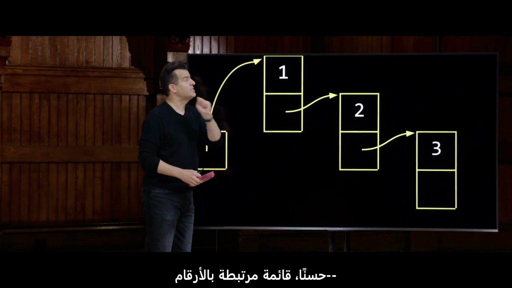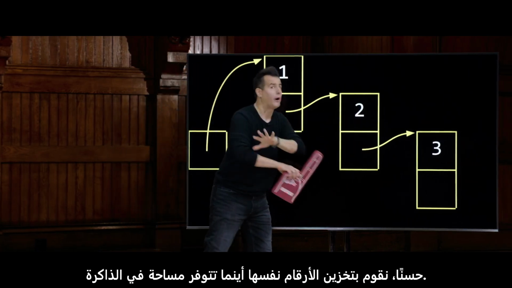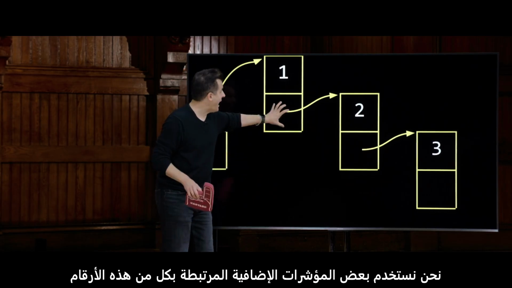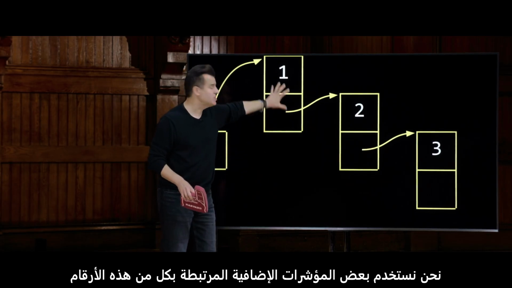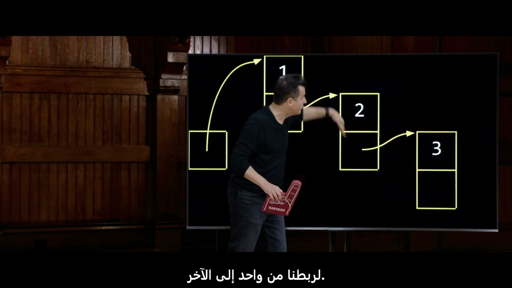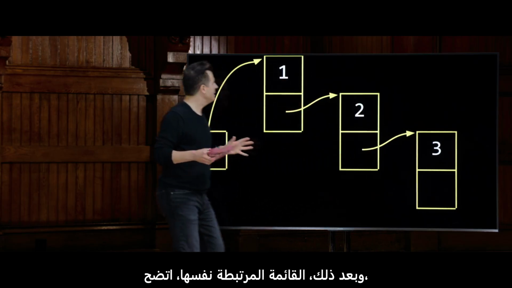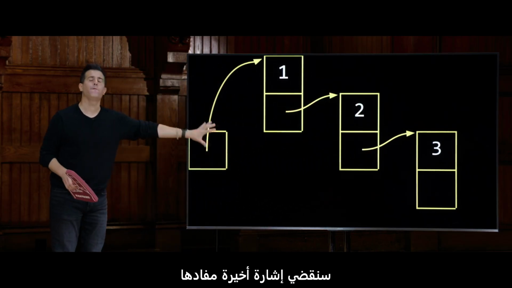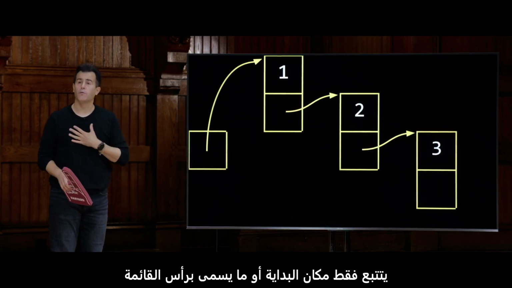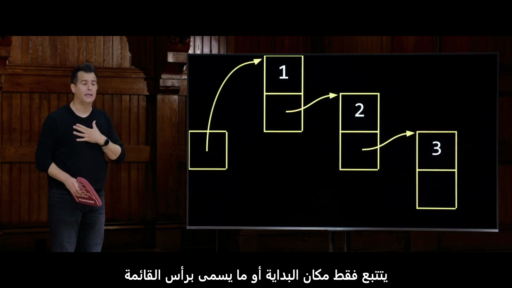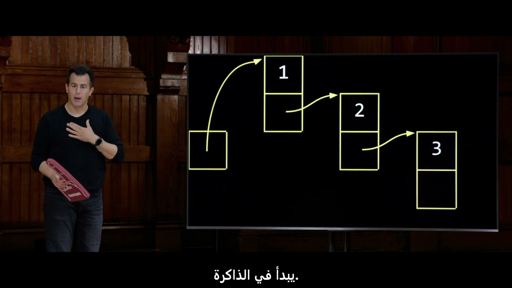So how do we keep track of a linked list? Well, a linked list of numbers, we store the numbers themselves wherever there's space in memory. We use some extra pointers associated with each of those numbers to kind of link us from one to the other. And then for the linked list itself, it turns out, we're going to spend one final pointer that just keeps track of where the start, or the so-called head, of the list begins in memory.